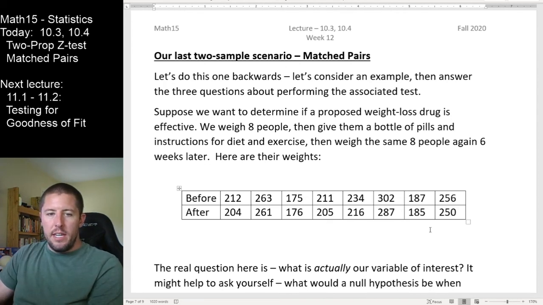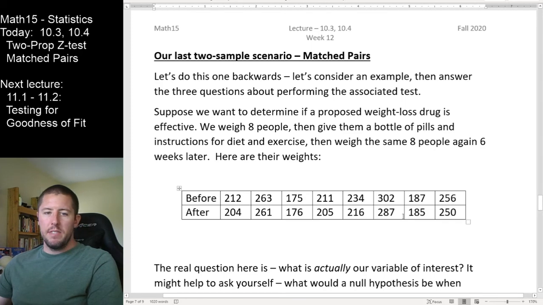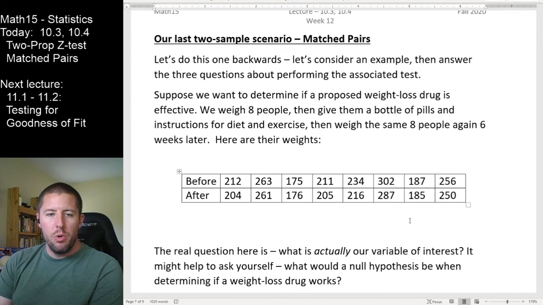So what are we interested in here? I mean, what we've been doing is taking 2 samples. We've been looking at 2 sample sizes. We've been getting sample averages, sample standard deviations, sample proportion of successes for each of the samples. But what's the thing that we actually want to know here? What's the variable that's actually interesting to you? Is it interesting to you to know that person number 2 weighed 261 pounds at the end of the trial?